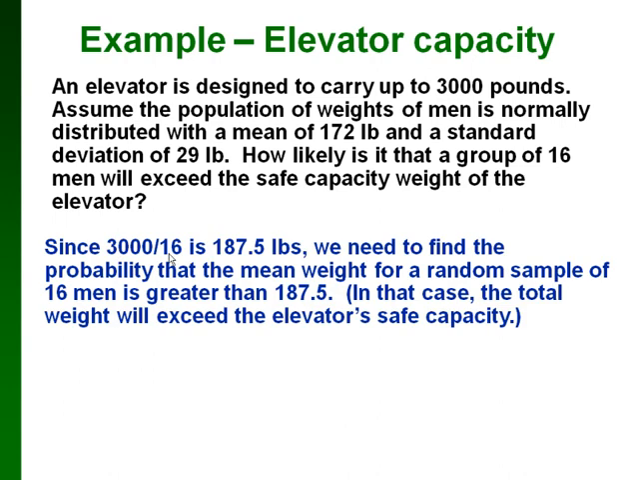If we take 3,000 and divide by 16, that's 187.5 pounds. So what we need to do is find the probability that the mean weight for a random sample of 16 men is greater than 187.5, because if it is, then the total weight of the 16 men will exceed the 3,000 pounds. That's the elevator's safe capacity.